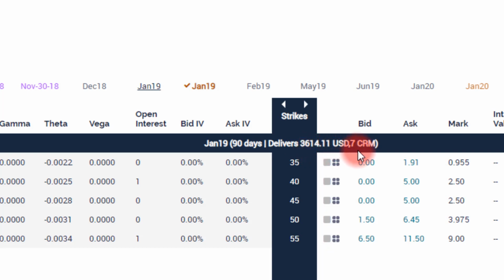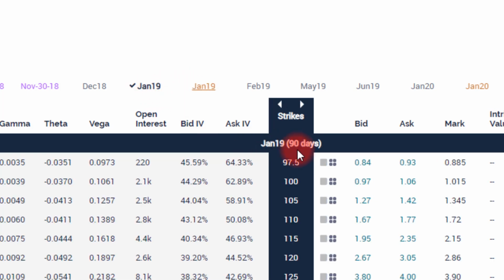$3,614.11 in cash plus 7 shares of CRM. But if I come to this Jan 19, it just shows 90 days to expiration. That tells you this is a standard contract. There is no adjustment to this one, and that will always be true. Whenever a particular expiration month is adjusted, they will at the same time create a brand new one that is non-adjusted. It will be the standard contract.